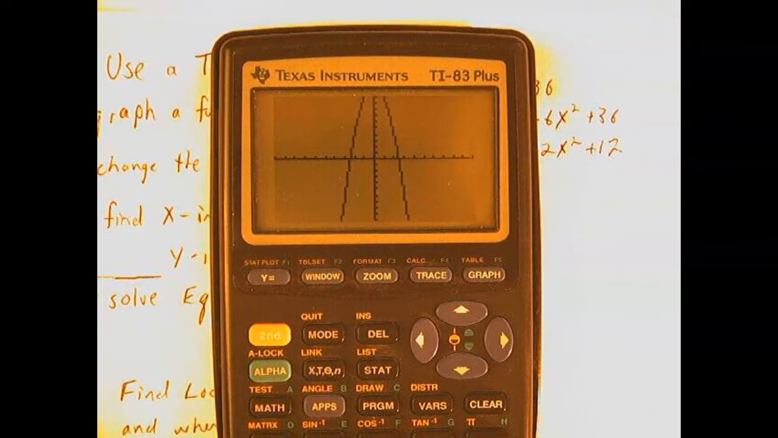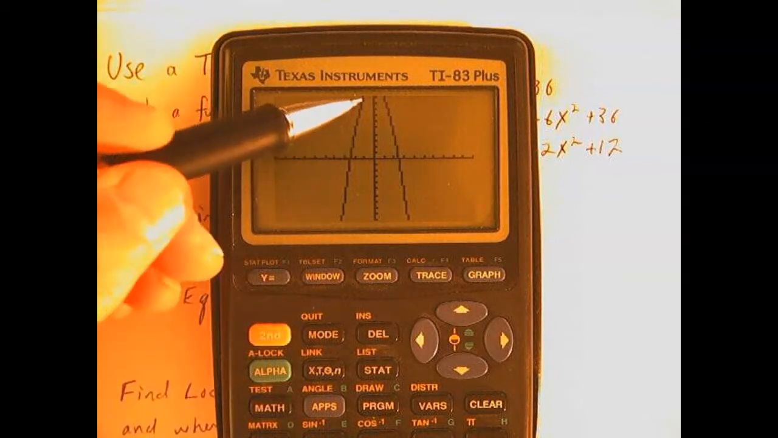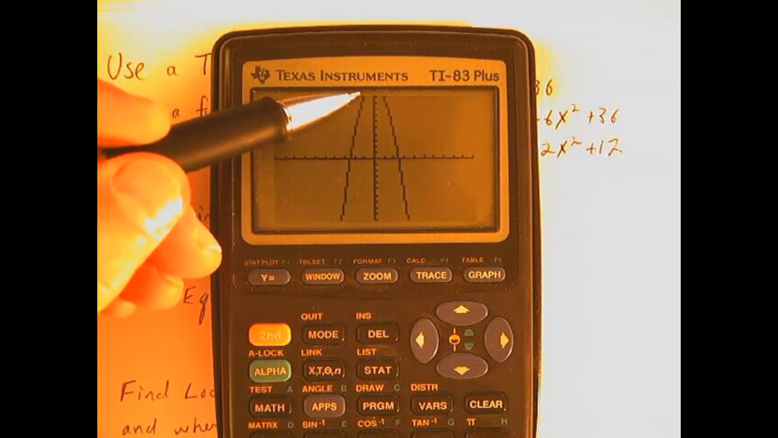Now notice that the graph is cut off. We can always change the window to fix that, and that's the first thing that we're going to do right now. We're just going to change the window so we can get the top of the curve. We want to be able to see it.